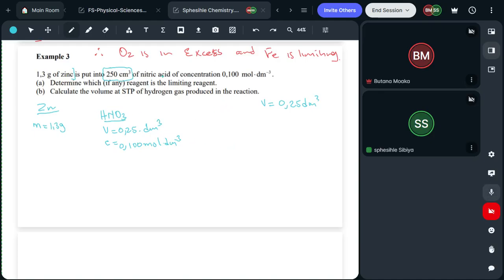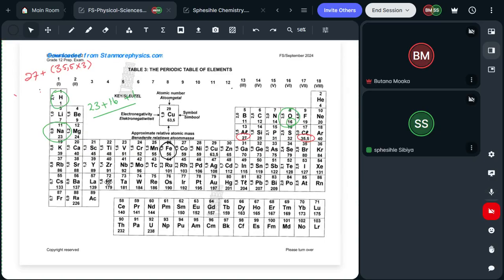Okay, so now with this information, I'm going to first start finding the actual moles for each reagent. Number 1, I'm going to start with zinc. I have the mass, so it's easy for me to find the number of moles for zinc. It's small m over big M. Then I do the substitution. So that's 1.3, which is the mass, over the molar mass. For zinc, we go to the periodic table. I know that it's somewhere on, what is it?